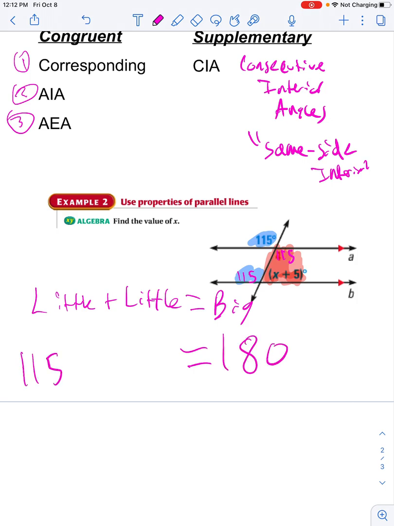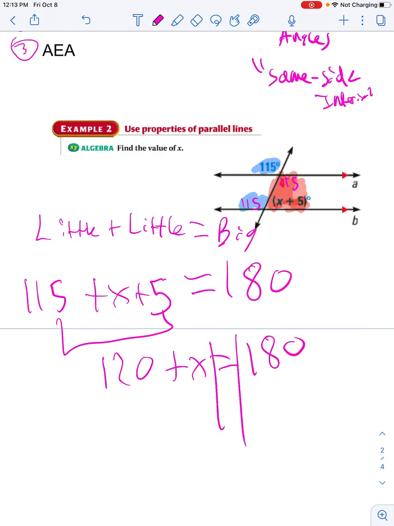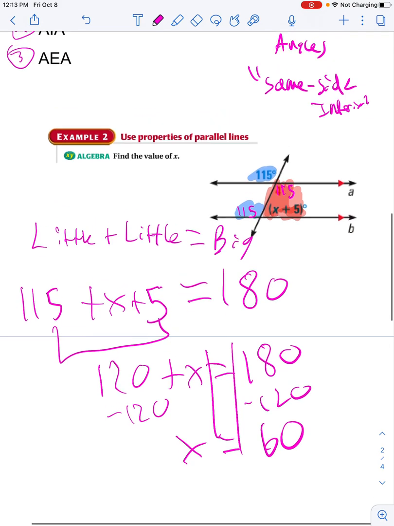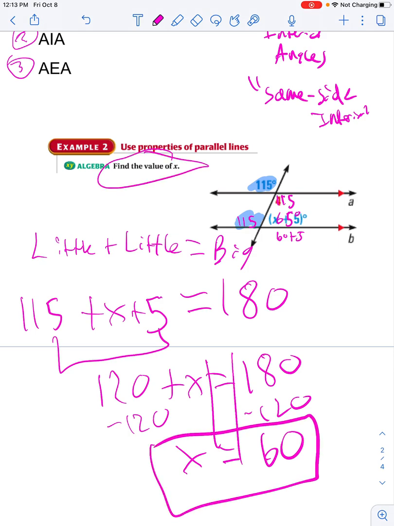My one little angle is 115. My other little angle is x plus 5. So combine like terms, 120 plus x equals 180. Subtract 120, so x equals 60. So that is true, but again, if I wanted to actually find what this angle was, I would have to do 60 plus 5 and get 65. The question only asked me to find the value of x, which we did right here.